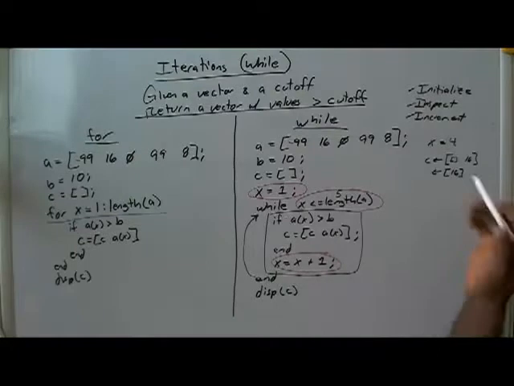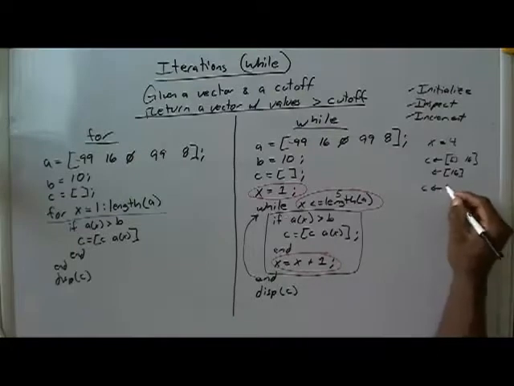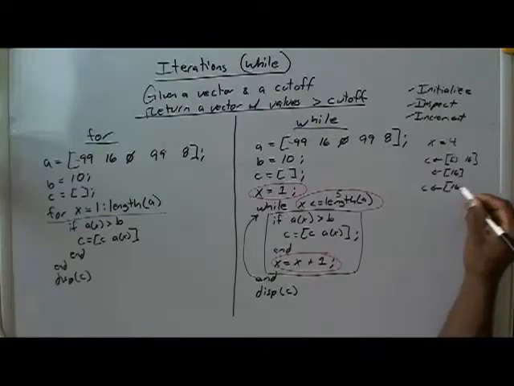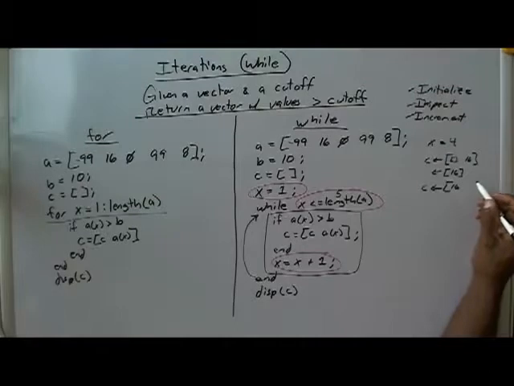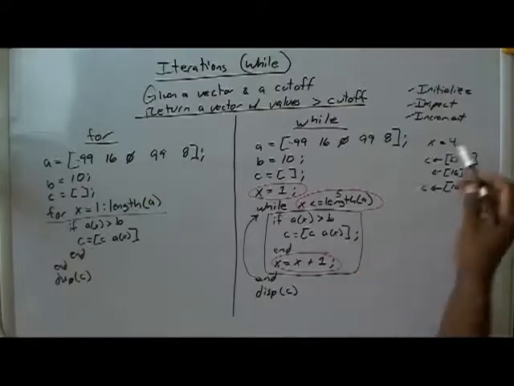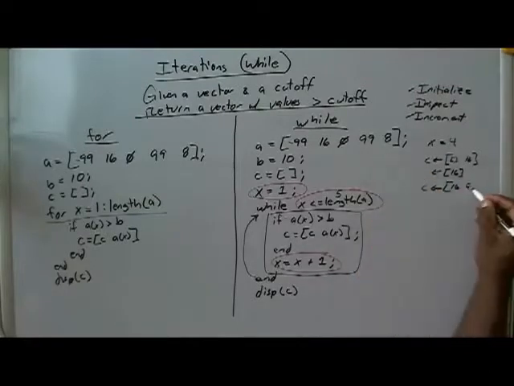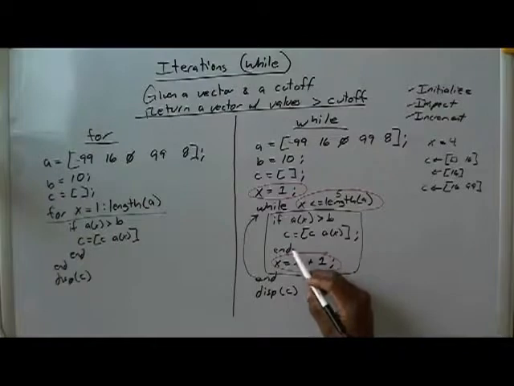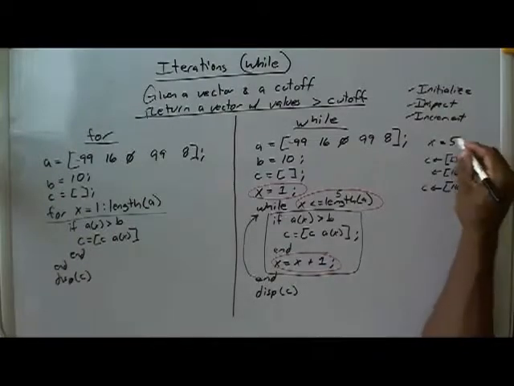Yes, it is. So now C gets the old value of C, which was the vector 16, concatenated with A indexed at 4, which is 99. And so now C gets 16, 99. C is the vector 1699. You do that, you come down here, you increment x once again, so now x is 5.